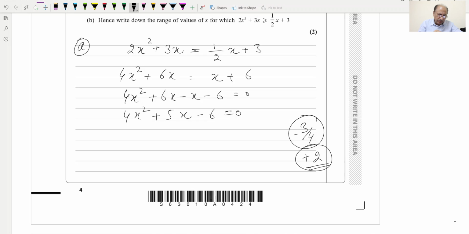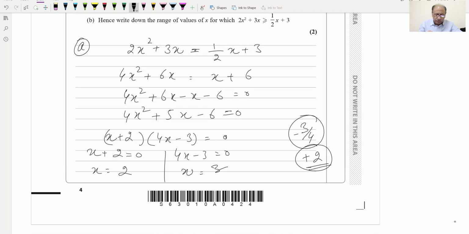So we'll utilize +2, and it will be x plus 2, and the second factor will be 4x minus 3, and this is equal to 0. So now we can write x plus 2 is equal to 0 and 4x minus 3 is equal to 0. So x is equal to -2 and x is equal to 3 by 4. So these will be the 2 points.